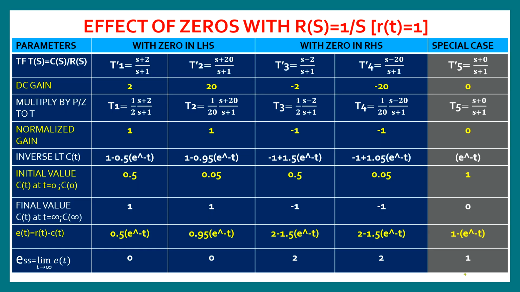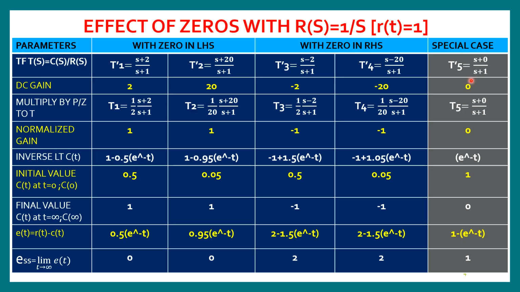In this slide, let us discuss the effects of zeros in LHS and RHS and a special case. For that, I have tabulated the given functions; the assumed transfer functions are given as T dash 1, T dash 2 and so on. In the first two cases, the zeros are located at LHS, then RHS, then at origin, a special case. To calculate the DC gain, substitute s as 0. It is 2 by 1, 20 by 1, minus 2 by 1, minus 20 by 1, and so on. So when you substitute s as 0, 0 by 1, it will become 0.